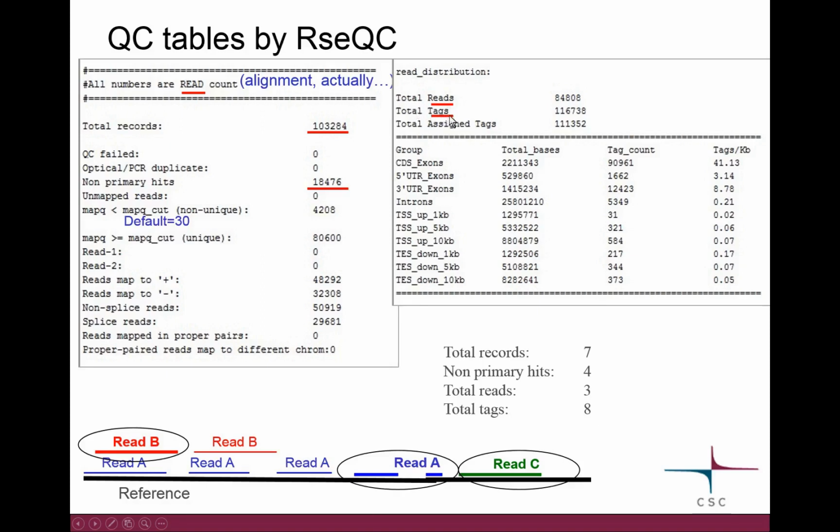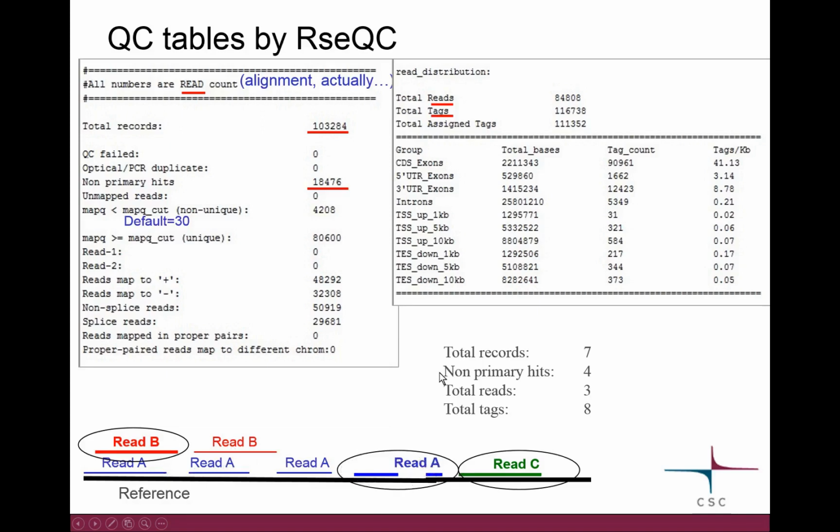Tags mean the parts of the reads. So here would be a junction. That's why we have 8 tags, because we have 1, 2, 3, 4, 5, 6, 7, and 8. So this counts as 2 tags.